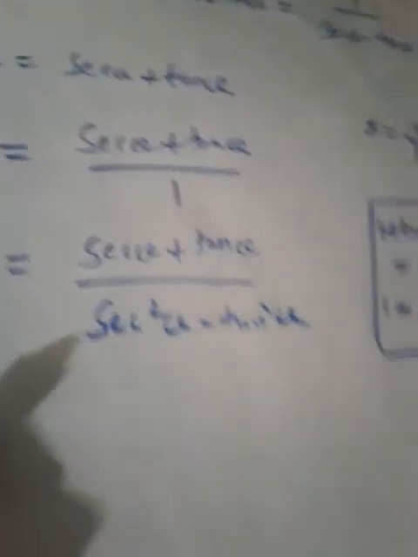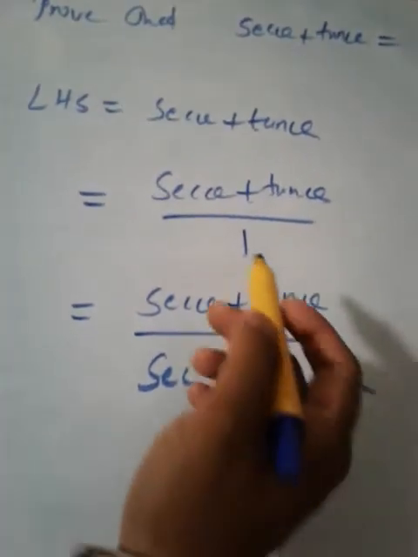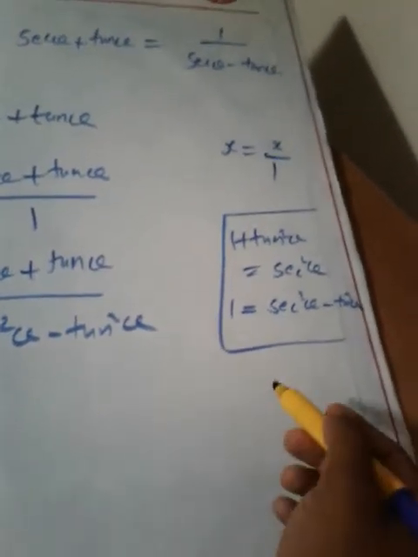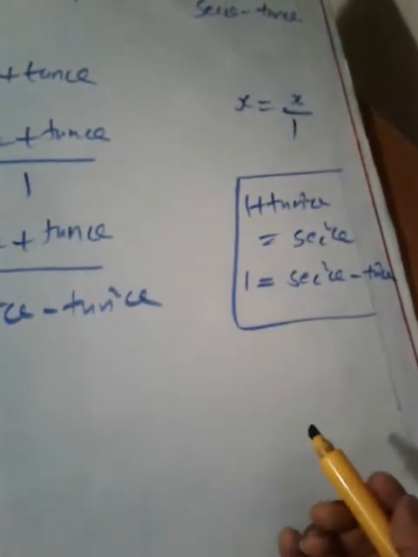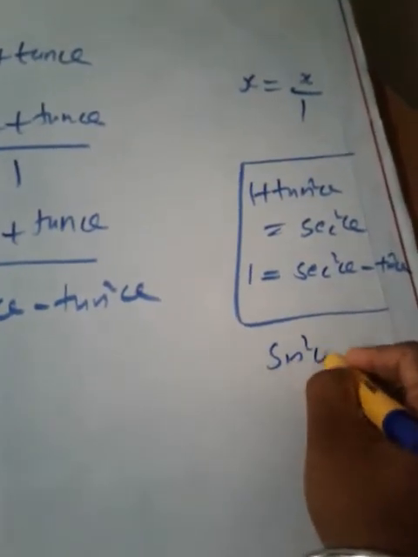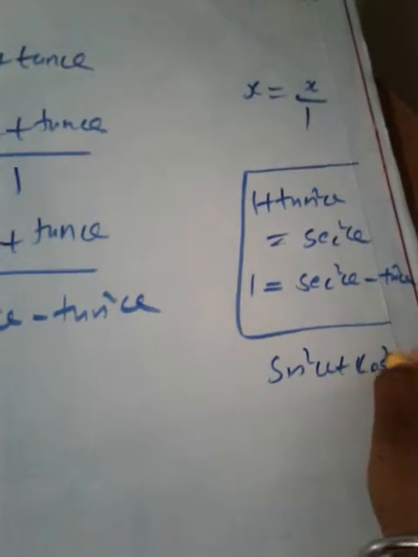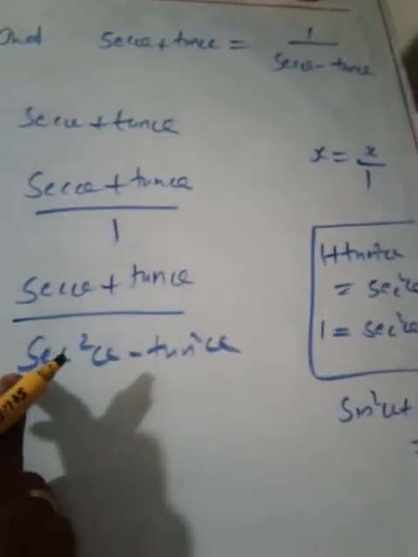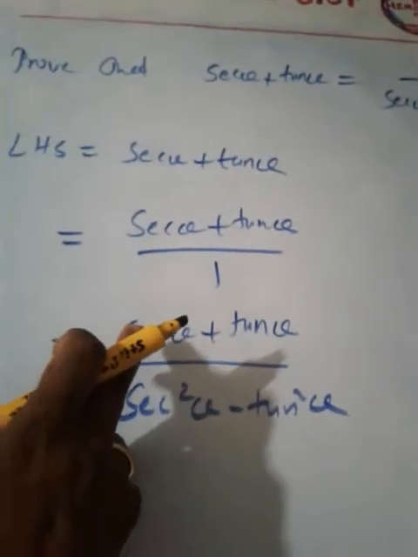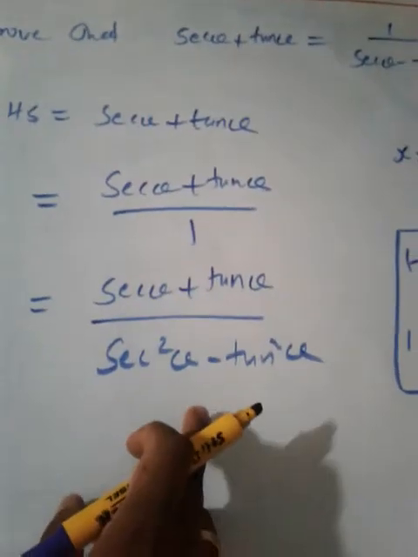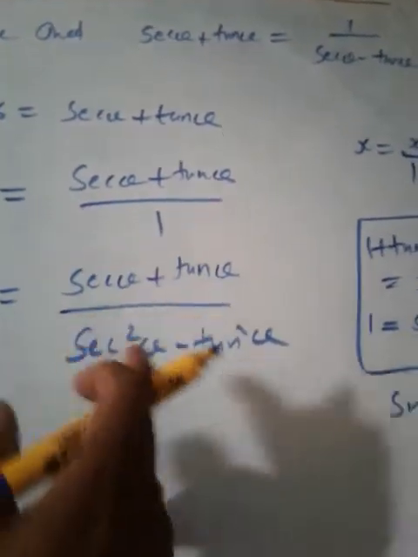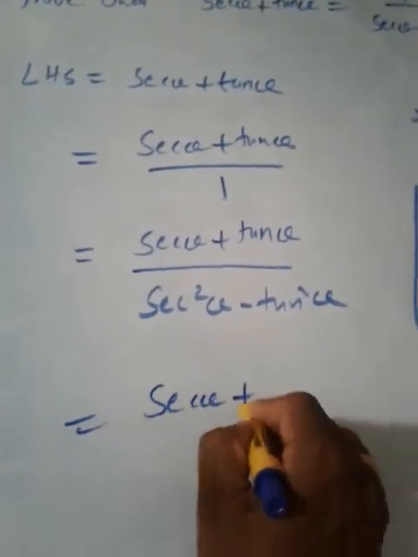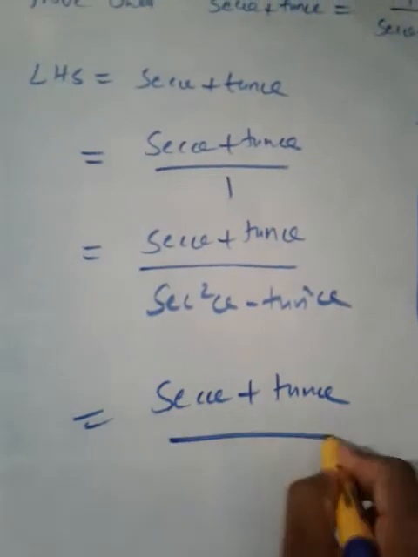And now you can ask me a doubt: why are we replacing 1 like this? We have many expressions for 1. For example, sin square theta plus cos square theta is also equal to 1, isn't it? Can you use this expression for 1 here? No. Why? Because the numerator is in terms of sec theta and tan theta, so the denominator 1 also we have to express in terms of sec theta and tan theta. That is the rule.